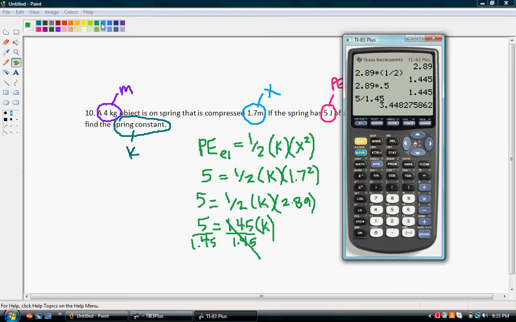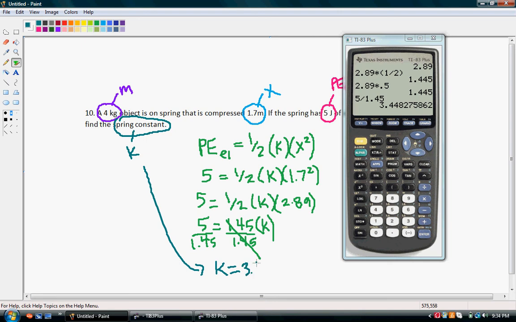So our spring constant, actually we'll use this nice teal color that we're matching. Our spring constant equals 3.45 newtons per meter. And that is the spring constant for this spring system here.